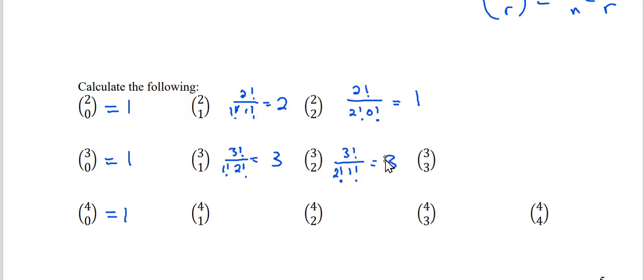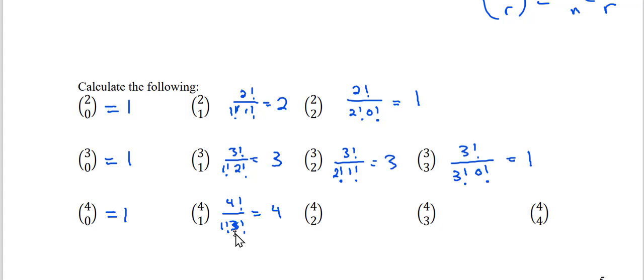Basically saying 3 factorial over 2 factorial there, right? So 6 over 2. Here we get 3 factorial over 3 factorial times 0 factorial, which is going to give me 1. 4 factorial over 1 factorial times 4 minus 1 factorial, which is 3 factorial. That's going to give me 4, because the 1 factorial we can kind of ignore, right? It's just 1. Multiplication by 1 doesn't matter.